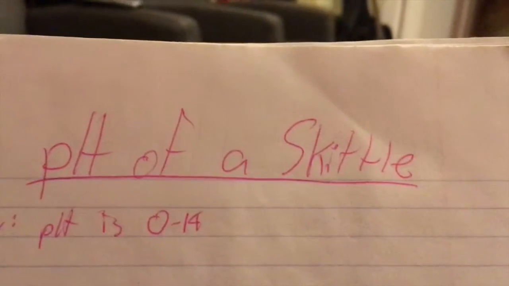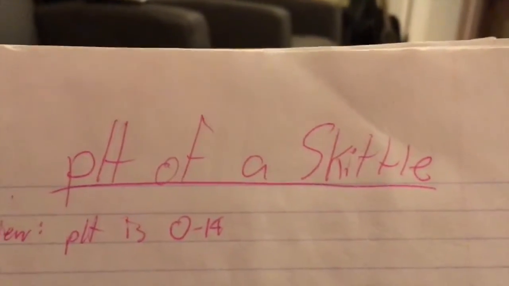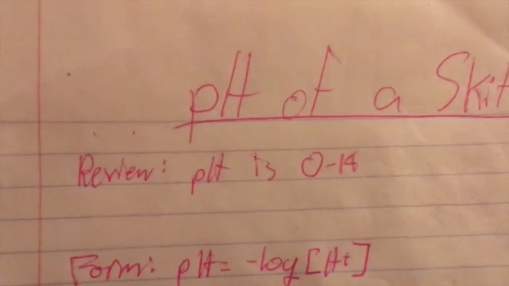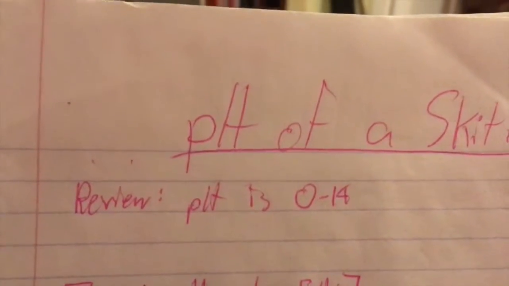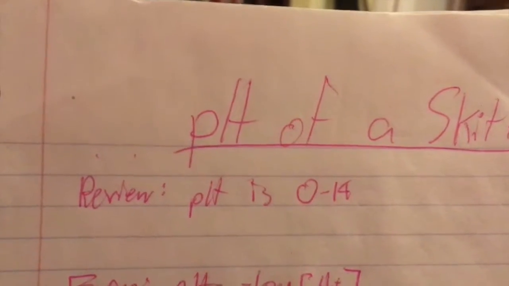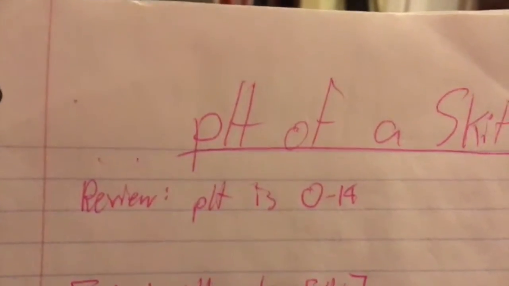Alright guys, today we're doing chem review, and we're gonna find the pH of a Skittle, or really 10 Skittles in 1 liter solution. Let's get to it. A quick review, pH is on a scale of 0 to 14, with more acidic solutions being 0 or closer to 0, and more basic solutions being closer to 14. This is important to remember, as I'm sure you do.